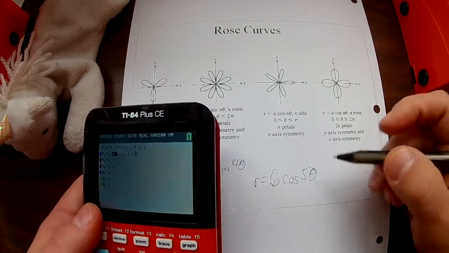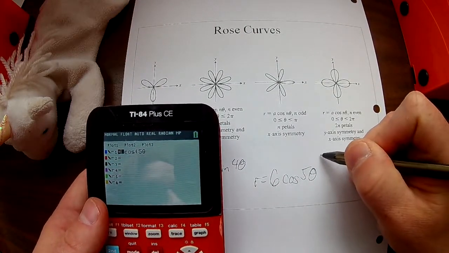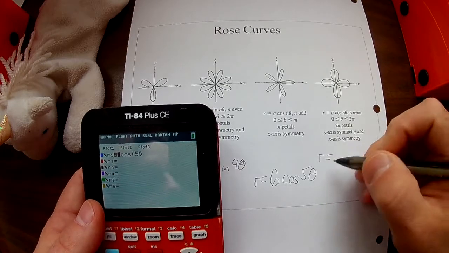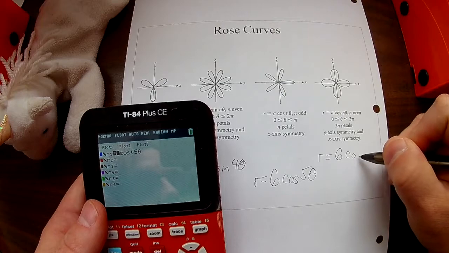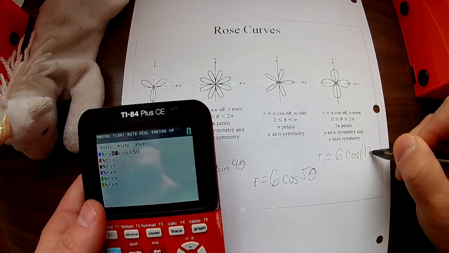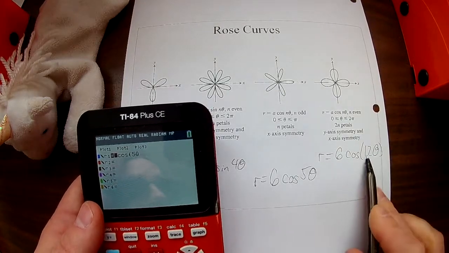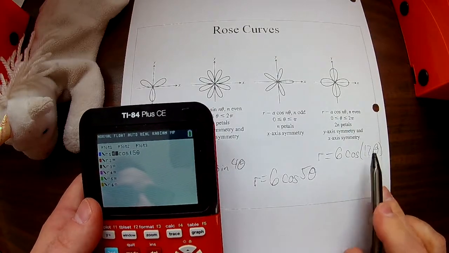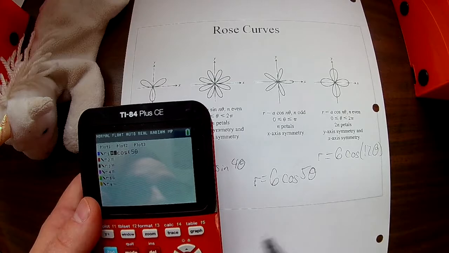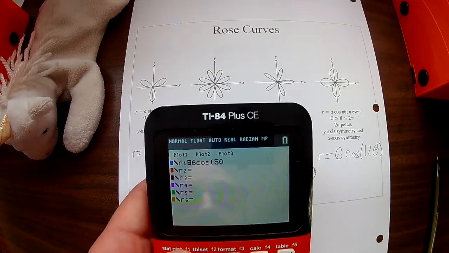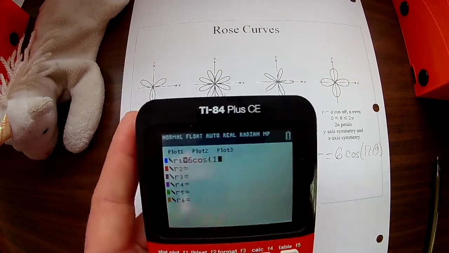And just for funsies, let's keep r at 6 so that we can see it. 6 cosine, let's go something ridiculous, 12 theta. So just to point out here, n is 12. Since n is even, I'm going to have 2 times 12 petals. I'm going to have 24 petals on this. Okay, 6 cosine of 12 theta.